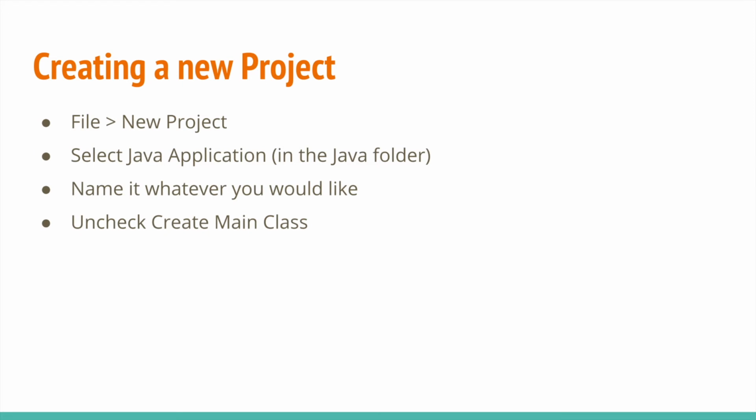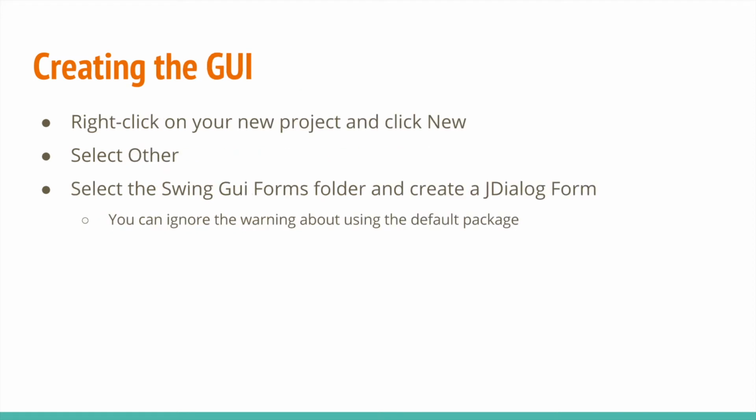So these are some instructions on creating a new project. It's very similar to any other programs. You just hit File, New Project, select a Java application. You can name it whatever you like and uncheck Create Main Class, because the main file we're going to be working with is the one we're going to create in this step. So you can right click on your new project and create a JDialog form. This is the file that will let you design your user interface.